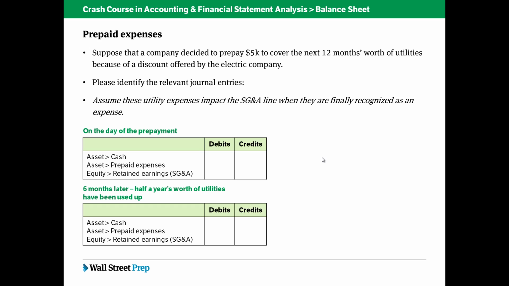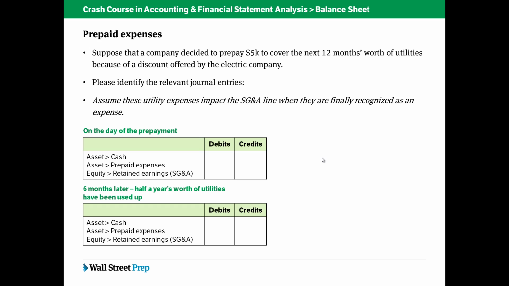Suppose that a company decided to prepay $5,000 to cover the next 12 months' worth of utilities because of a discount presumably offered by the electric company. So let's try to identify what the journal entries would look like. Now, if we assume that the utility expenses ultimately impact the SG&A line item when they're finally recognized as an expense, let's give this a try.